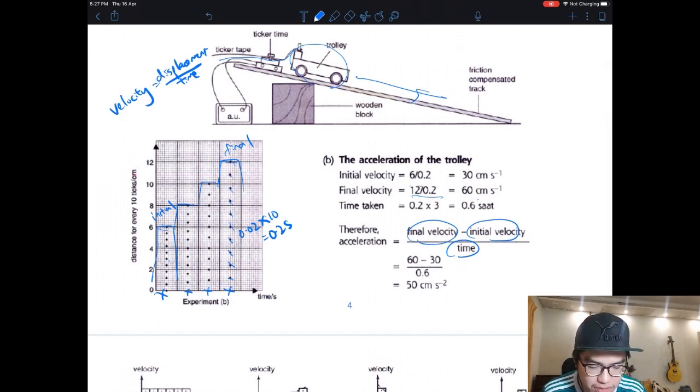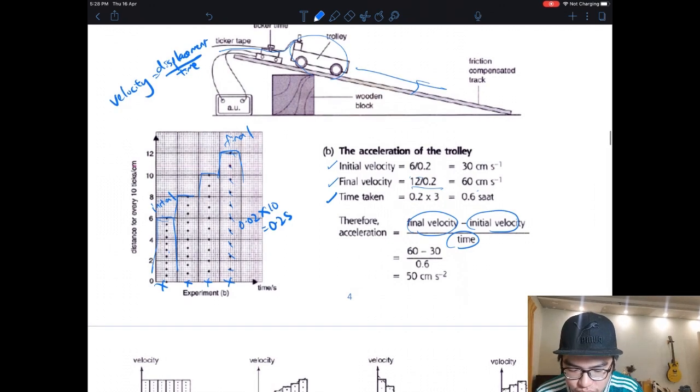Now I have my initial velocity and my final velocity. Here's the thing I want you to take note of. You might ask, what's the total time taken? A lot of students would do this: 0.2 plus 0.2 plus 0.2 plus 0.2, so the total time is 0.8. Correct? No. Why is the answer 0.6?